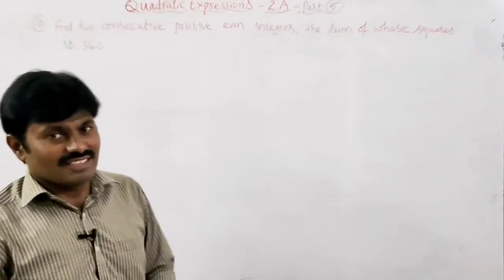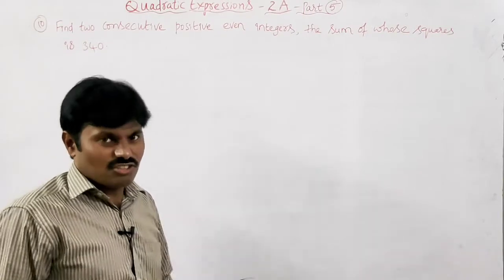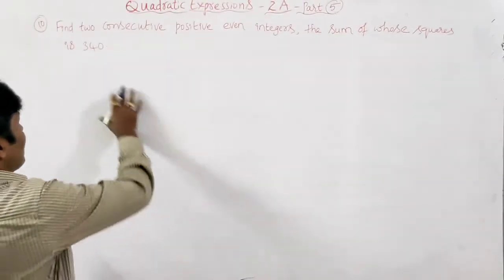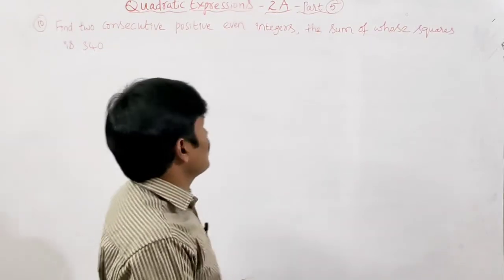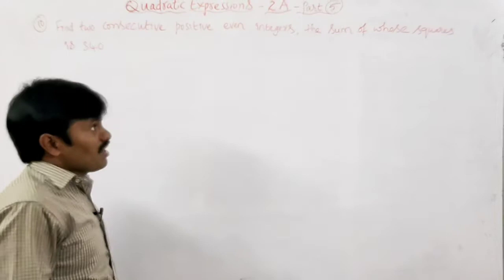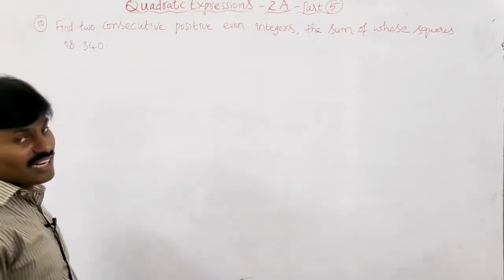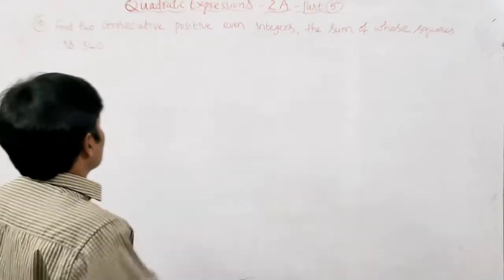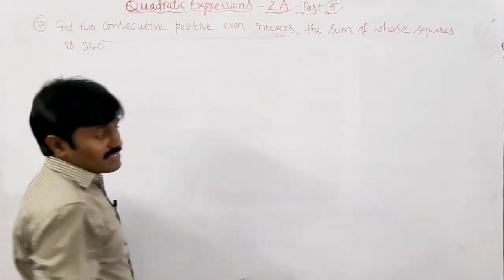Now in this video, it is the last question. It is a very easy question. We have already solved these types of problems in class 10th. Find two consecutive positive even integers, the sum of whose squares is 340. So you have to find the consecutive positive even integers.